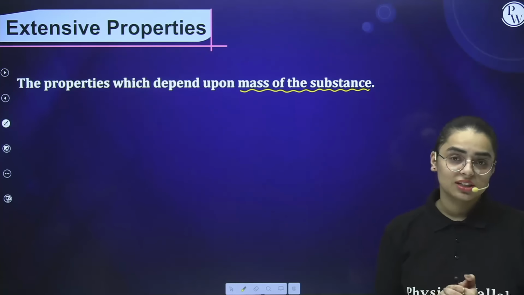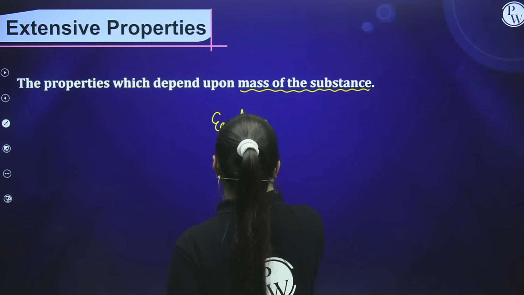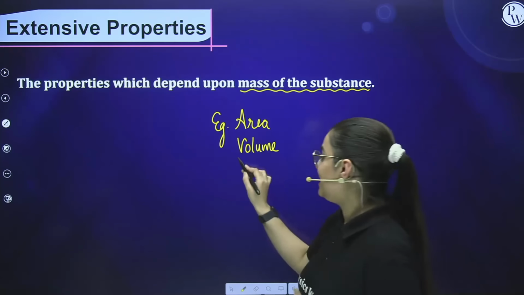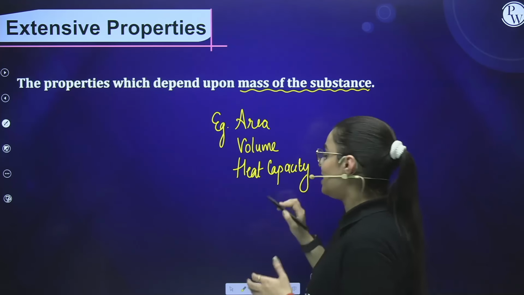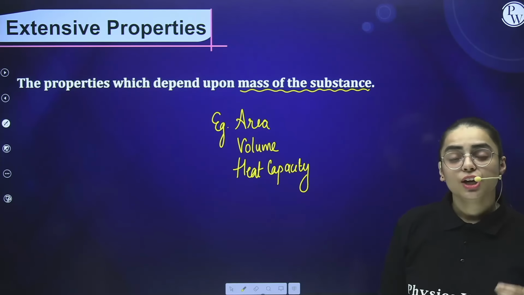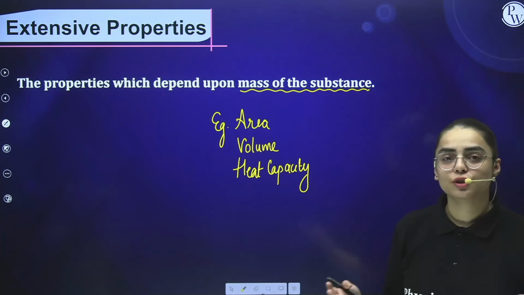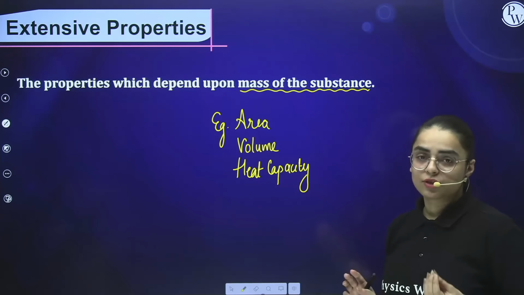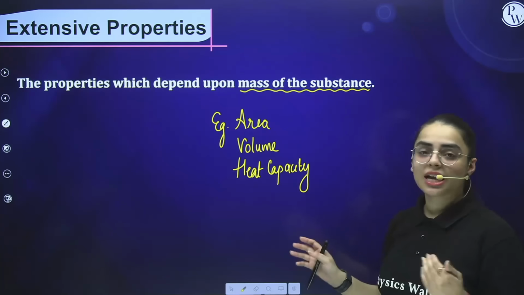Now let us take a few examples of the extensive property. One example is area, volume. These properties basically depend upon the mass of the substance. Other than this, I can talk about heat capacity. Don't worry, heat capacity we are going to study in the upcoming segments. And one more thing, in the extensive you could see heat capacity, but in the intensive one you could see specific heat capacity. So students get confused in the question when they are given heat capacity and specific heat capacity. You have to differentiate which one is extensive and which one is intensive. So do remember, heat capacity lies under the category of extensive property, while specific heat capacity lies under the category of intensive property.